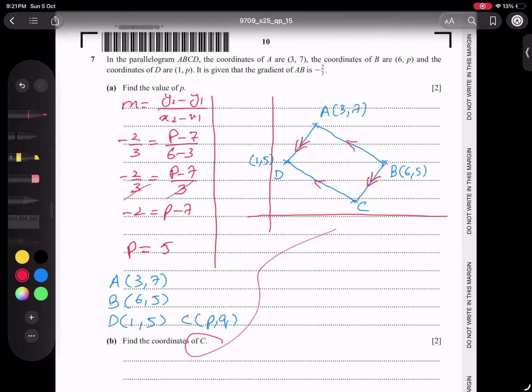So how to get the C coordinate? We can do it in many ways. First, find the equation of BC, find the equation of CD, and solve them simultaneously. But it's too lengthy. Why too lengthy? Because it is 2 marks only. So I will find the coordinates of C by the vector method. What is the vector method? Look now, students, very clear. So the C coordinate, I am labeling here PQ.